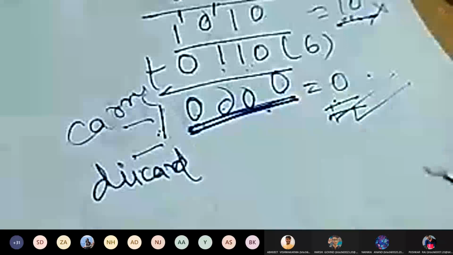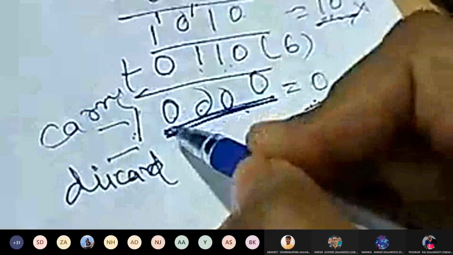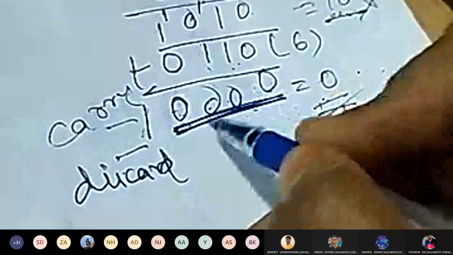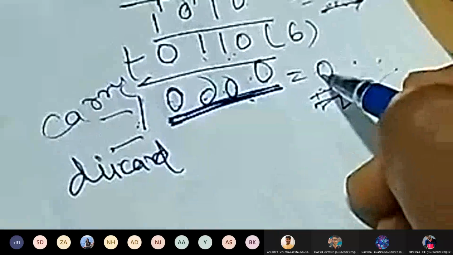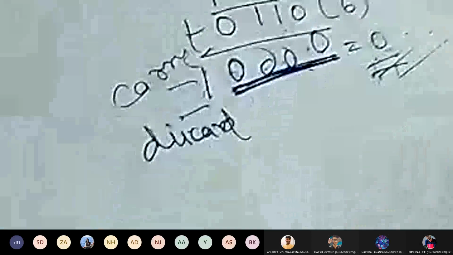This is a carry, no? So we will discard the carry. Meaning, we will remove the carry. Okay. So now what is left? 0000. So 0000 means decimal value 0. Now this 0 is coming from 0 to 9, so we will treat it as BCD. Now it is clear, Nanika?